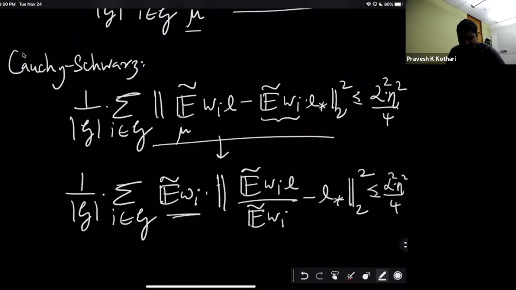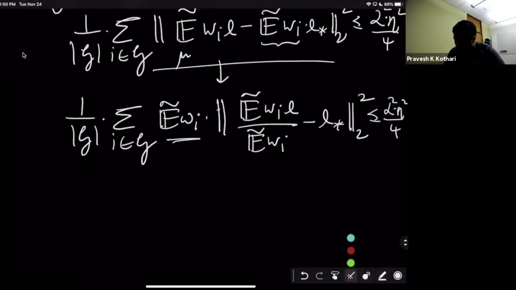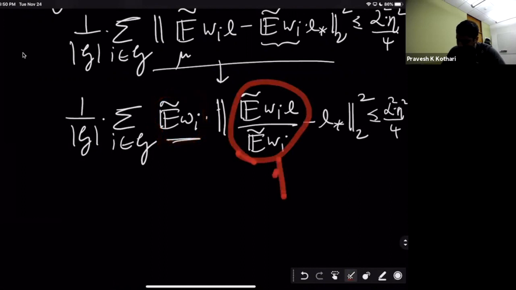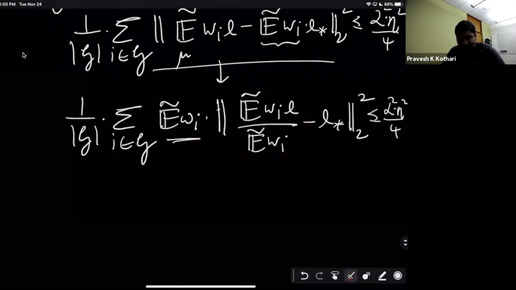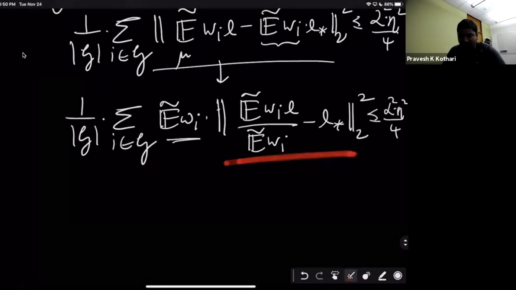And so now, in my very hand wavy sketch, we are actually doing very well, because what are we saying? We have this non-negative weighting. For every i, this vector is different, because the expectation of WiL could be different for different i's. But this is saying that I have a bunch of vectors, one for every i in the good set, and on average, those vectors are close to L star.